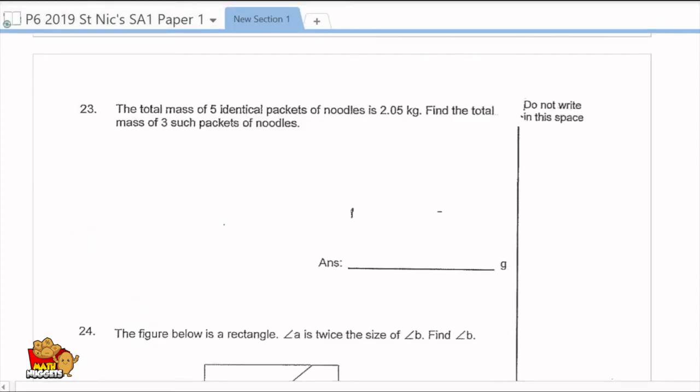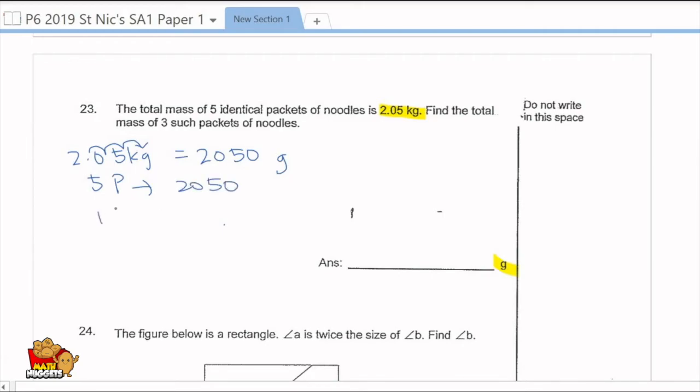Question 23. Need to highlight something. The question gives us in kilograms, but they want us to answer in grams. So first, let me convert my kilograms into grams first. So 2.05 kg, if I convert it to grams, I will have to multiply by 1,000. So shift the decimal point to the right 3 times. 2,050 grams. So this is the mass of 5 packets of noodles.